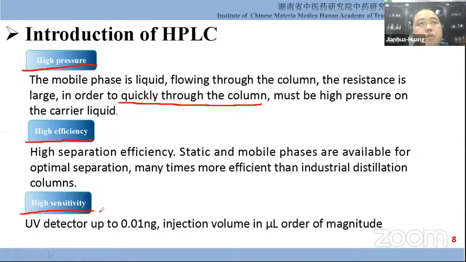Another important one is high sensitivity. High sensitivity means that because the compounds in the herbal normally have a very large difference in concentration, sometimes in milligrams, sometimes in micrograms, sometimes you must need high sensitivity for the HPLC method.